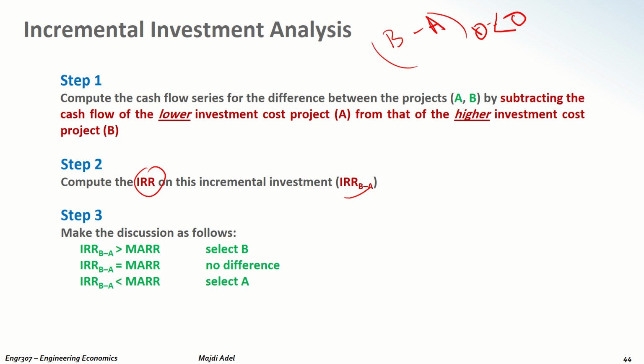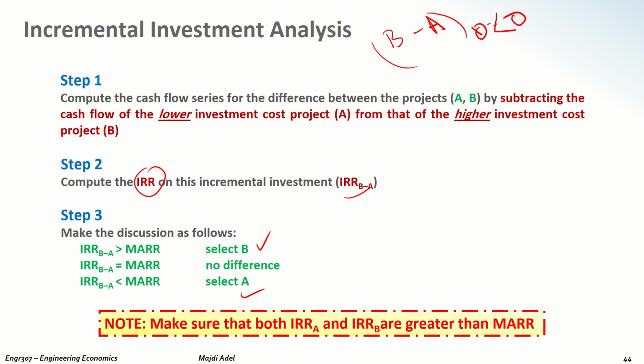If the internal rate of return of the incremental cash flow B minus A is greater than MARR, then B is more profitable. If the internal rate of return of B minus A is less than MARR, then we choose A. If the internal rate of return of the incremental cash flow equals MARR, there is no difference between A and B.